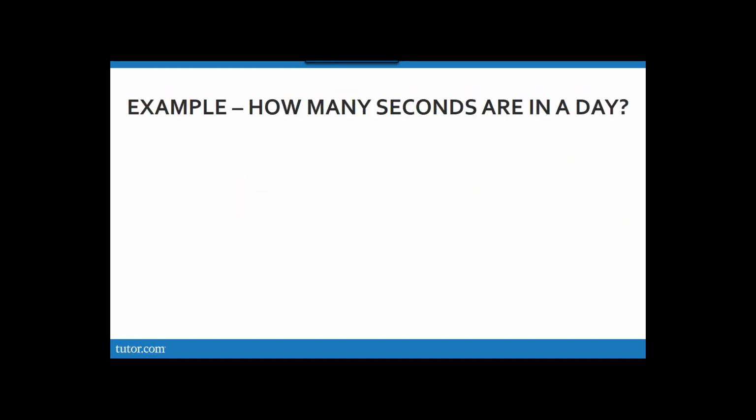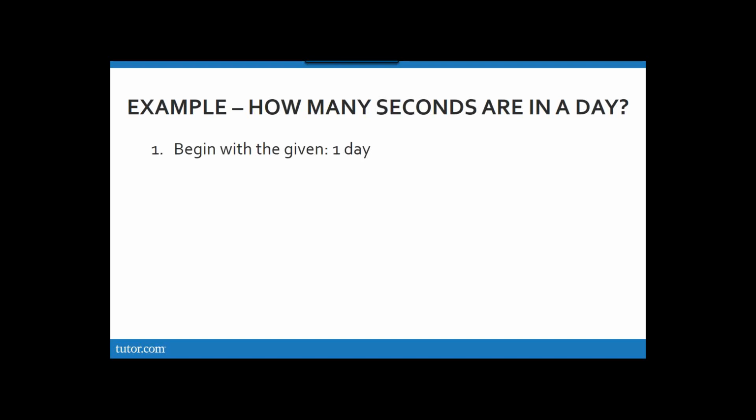So for our first example, we're just going to begin with something pretty common just to get our feet wet. Suppose we want to find out how many seconds there are in one day. We start with the given information. The only thing we have in this question is one day. We know that for a fact. So we're dealing with that given information.